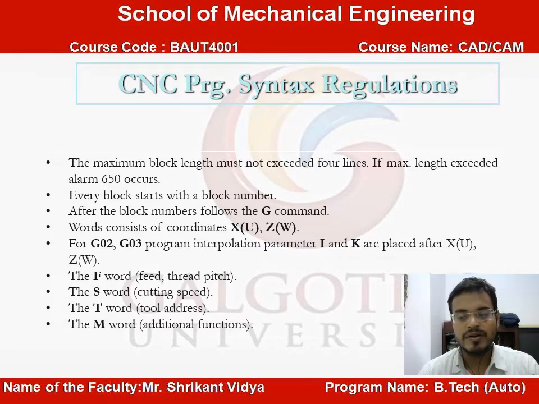The G command is the preparatory function, which is important for the toolpath functioning of the machine. It specifies whether absolute or incremental dimension, rapid movement in air, linear movement, or rotational movement, or feed rate or spindle speed. So these functions come in this. After the block number follows the G command. Then the coordinate system may be X, Z or Y, and in the case of other controllers it may be U, W. For G02 and G03, the interpolation parameters I and K are placed after X and Z.